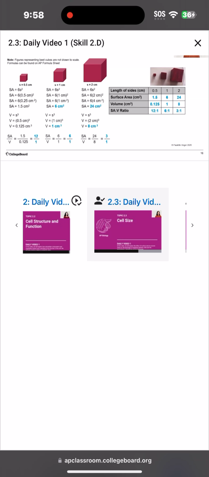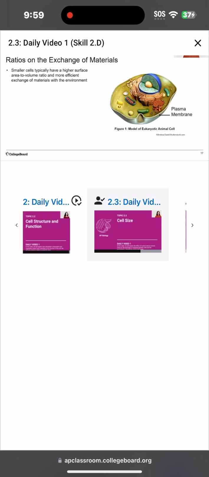So if we look now at the trend, as the cells get larger, as our cubes got larger, the surface area to volume ratio decreased. Our smallest cell had a ratio of 12:1 compared to the largest cell with a ratio of only 3:1. So smaller cells typically have higher surface area to volume ratios and therefore are more efficient at exchanging materials with the environment.